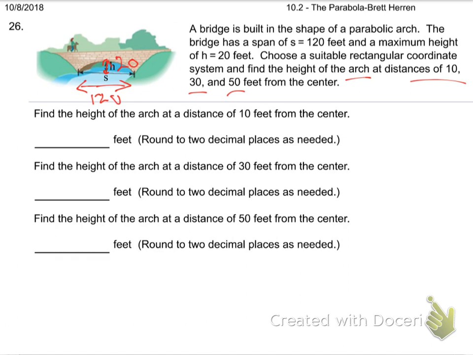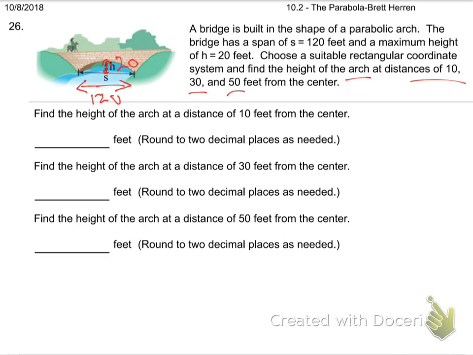So this would actually be very useful for any engineer building a bridge over water or over a highway. They would need to know what kind of vertical clearance they have at 10 feet from the center, or 20, or 30, or 50, or 100 feet from the center.